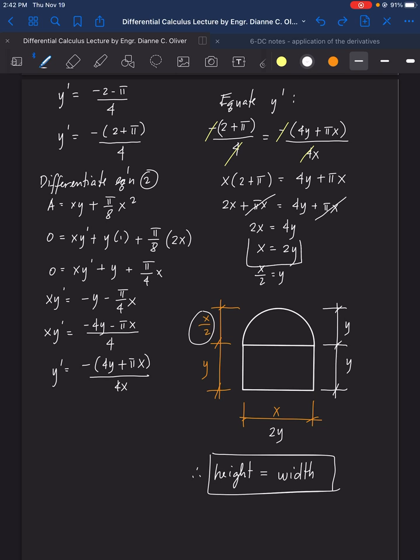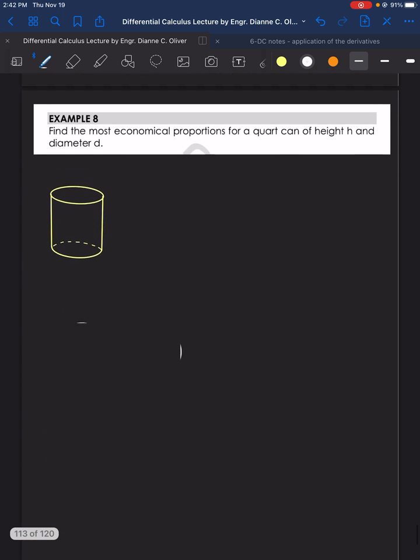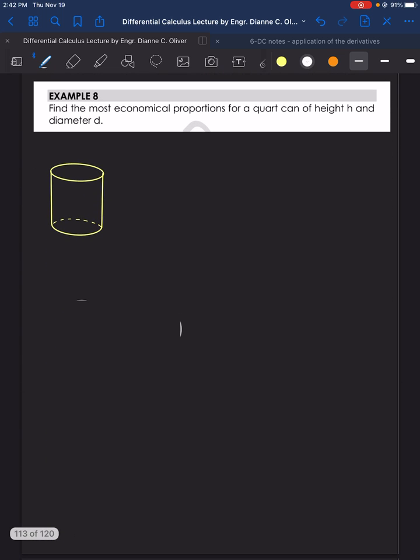Also have this answer also, okay? So we'll accept that. X is equal to 2y. Okay? Next, sample number 8. Find the most economical proportions for a quart can of height h and diameter d.